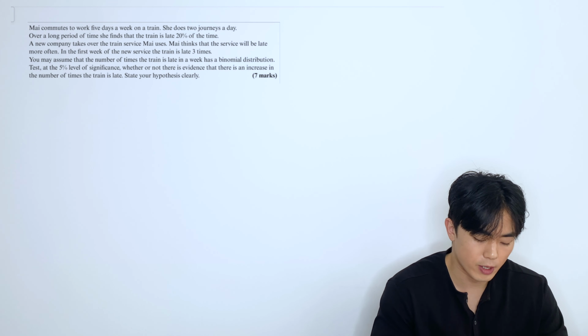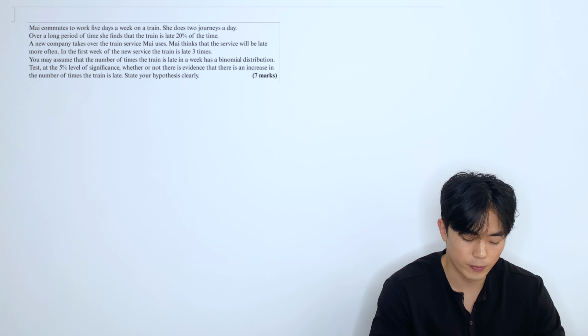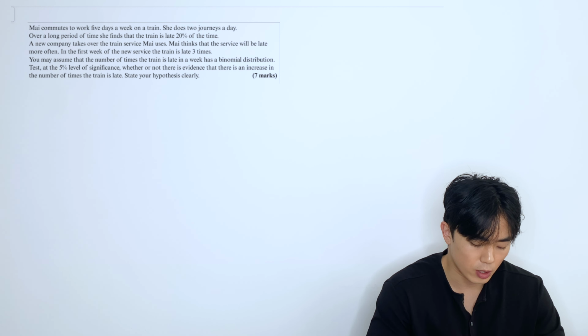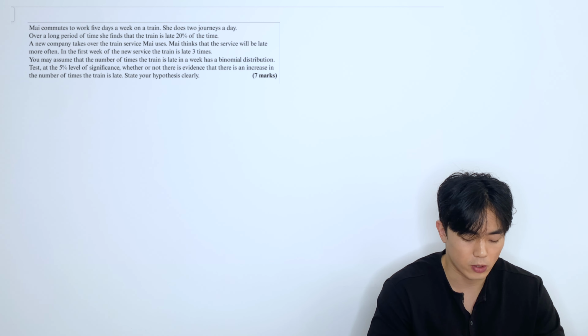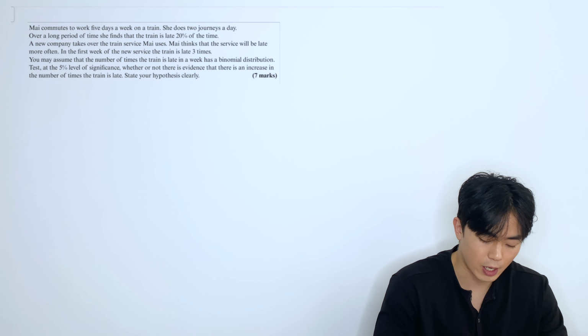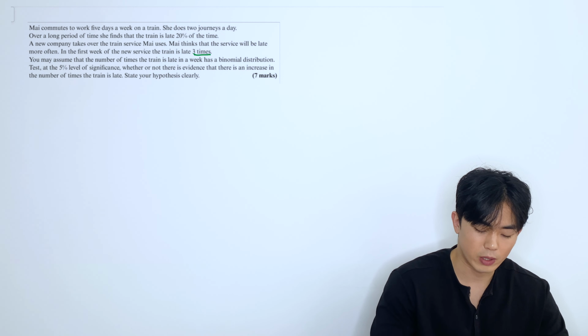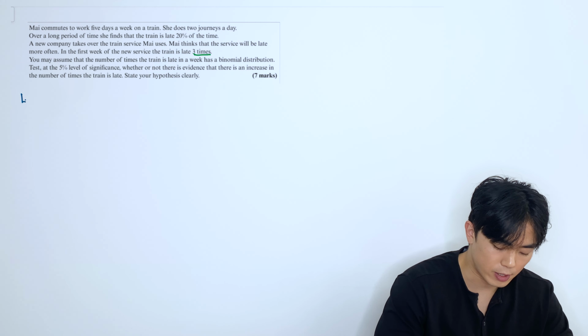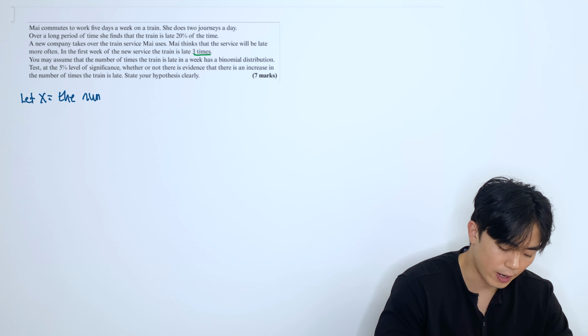So we have May commutes to work 5 days a week on a train. She does 2 journeys a day. Over a long period of time, she finds that the train is late 20% of the time. Over a new company that takes over the train service, May thinks that the service will be late more often. In the first week of the new service, the train is late 3 times. Okay, right, so first things first, let's write our test statistic X. So X is the number of, in this case, trains late, right?